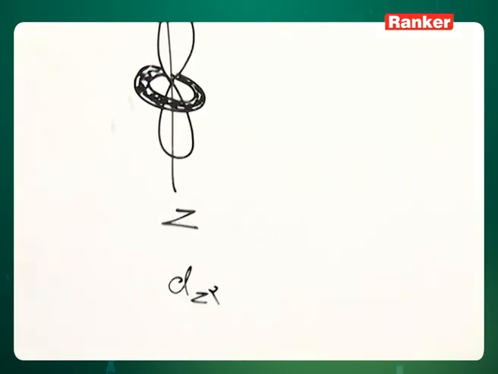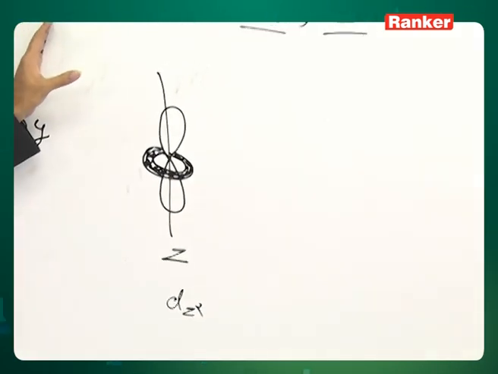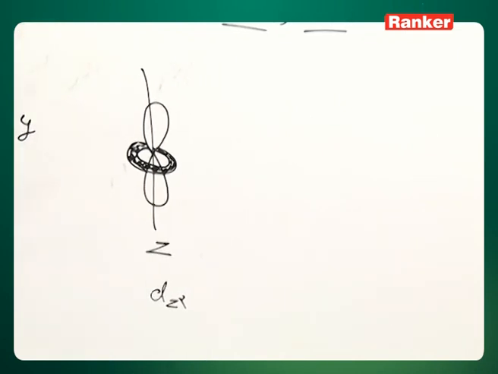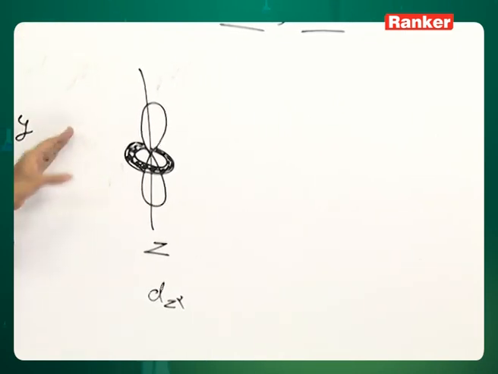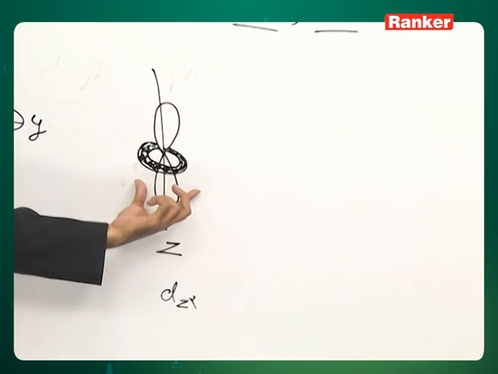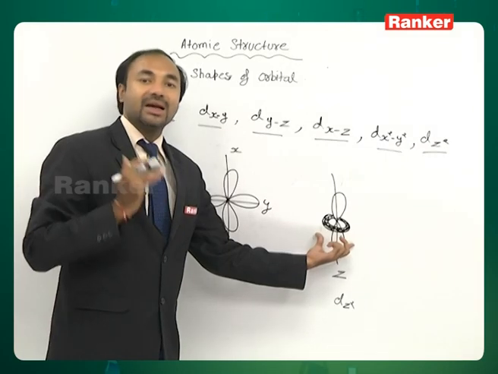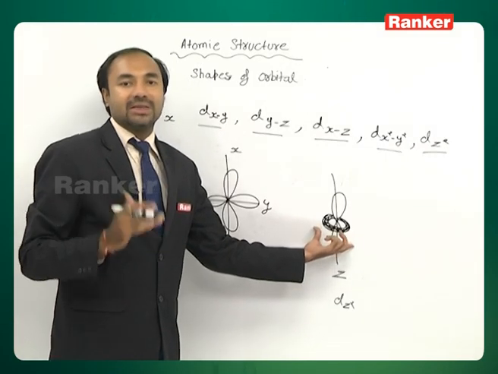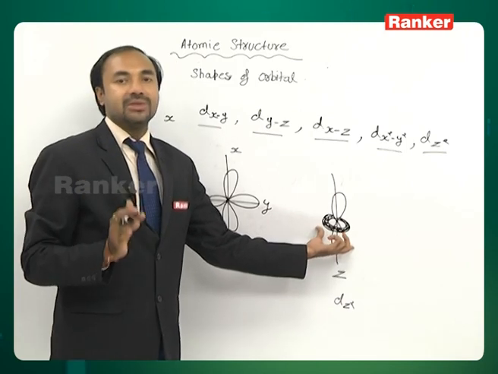So in this manner, we have got a total of 5 d orbitals. Again, in case of d orbitals, no doubt the shape of this fifth one is different, but energy wise, all the 5 orbitals have exactly the same energy. There is no difference.